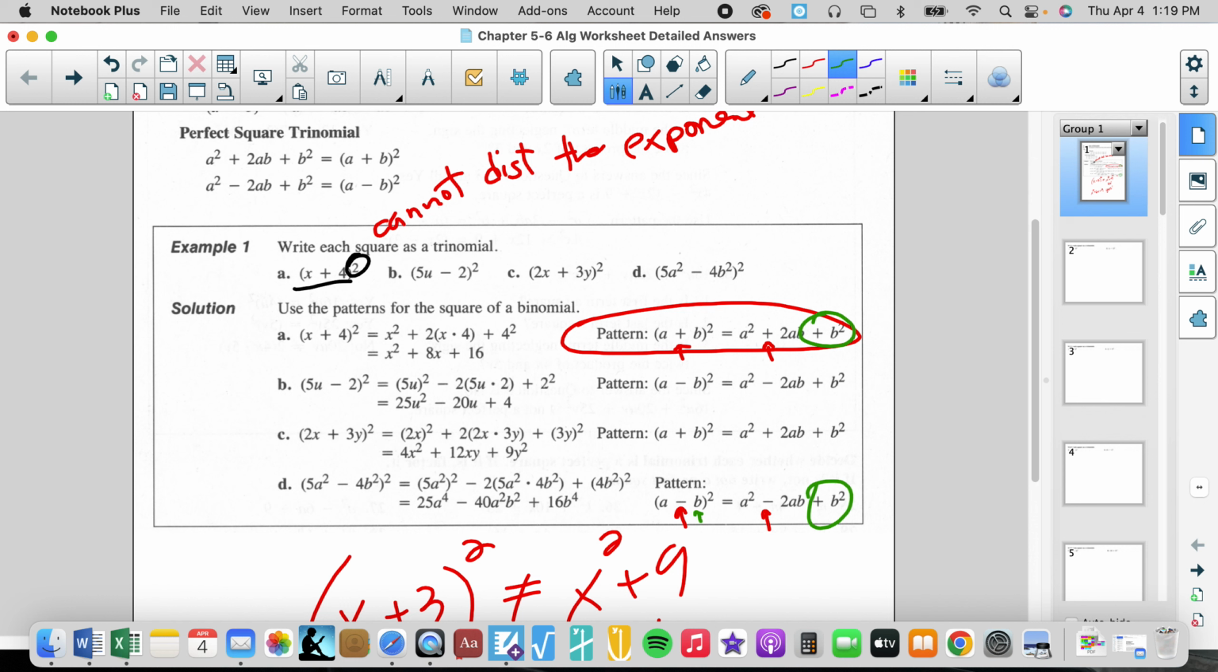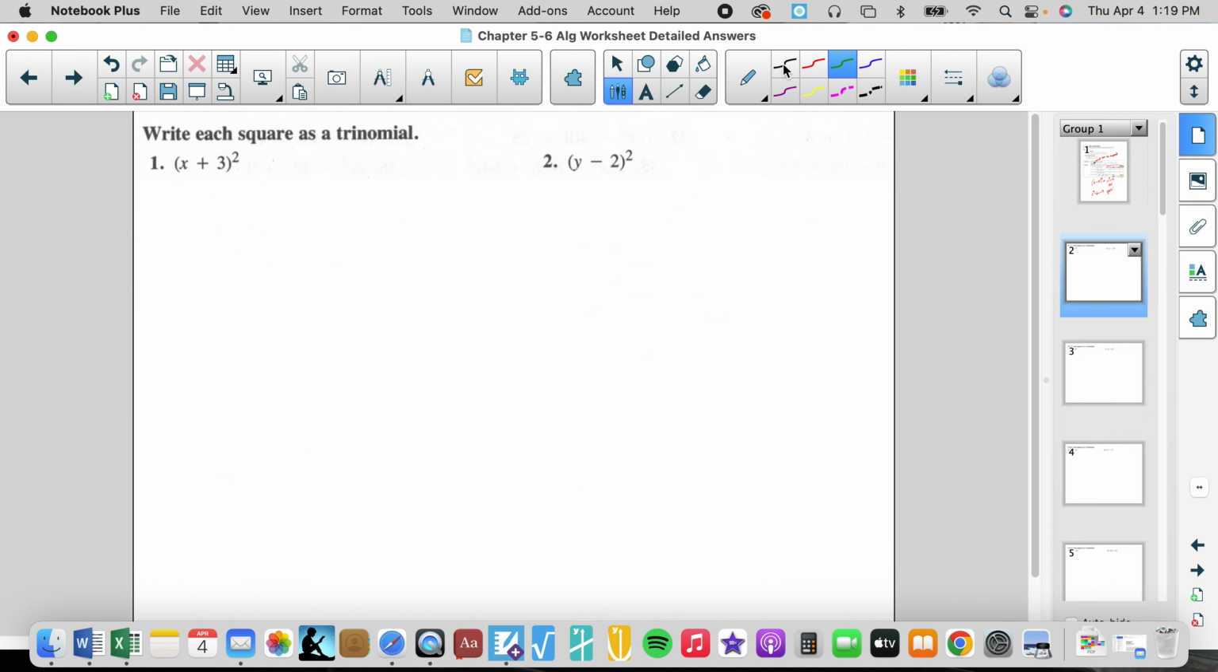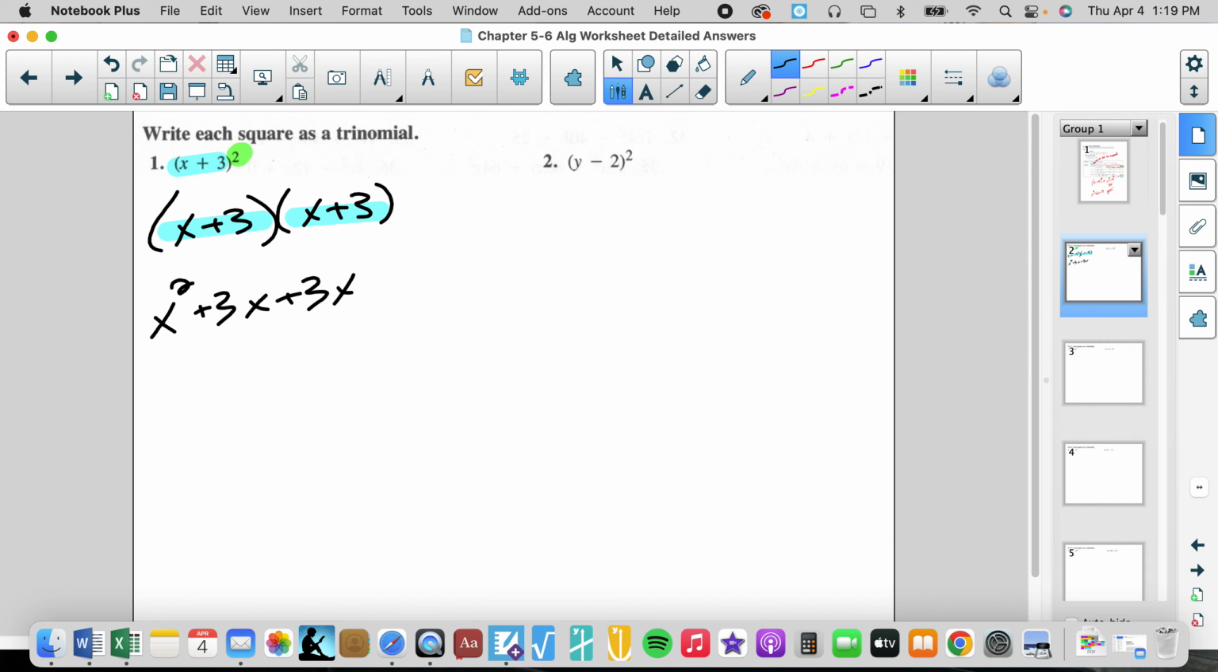So you can look at it through foiling, how the patterns come, and maybe we'll do the first one showing foiling. So remember, this is two of these because the exponent is 2 and the base of the exponent is this binomial. So we have two of them. And then if we FOIL, hopefully you see the pattern. You get x squared plus 3x plus 3x plus 9.